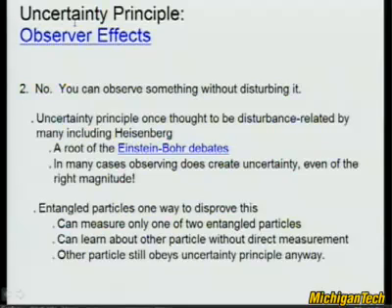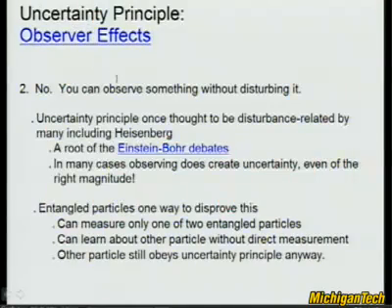And this was really highly debated by people like Einstein and Bohr way back. In fact, Heisenberg, when he coined his own uncertainty principle, thought pretty much, we think, that disturbance was the fundamental root of it. But now we know that's not true. Entangled particles are one way to disprove this. You can measure one of two entangled particles, which we will get to in some detail in the future of this course, and learn things about the other particle without measuring it at all. You don't have to disturb that other particle. All particles will still obey the uncertainty principle regardless.